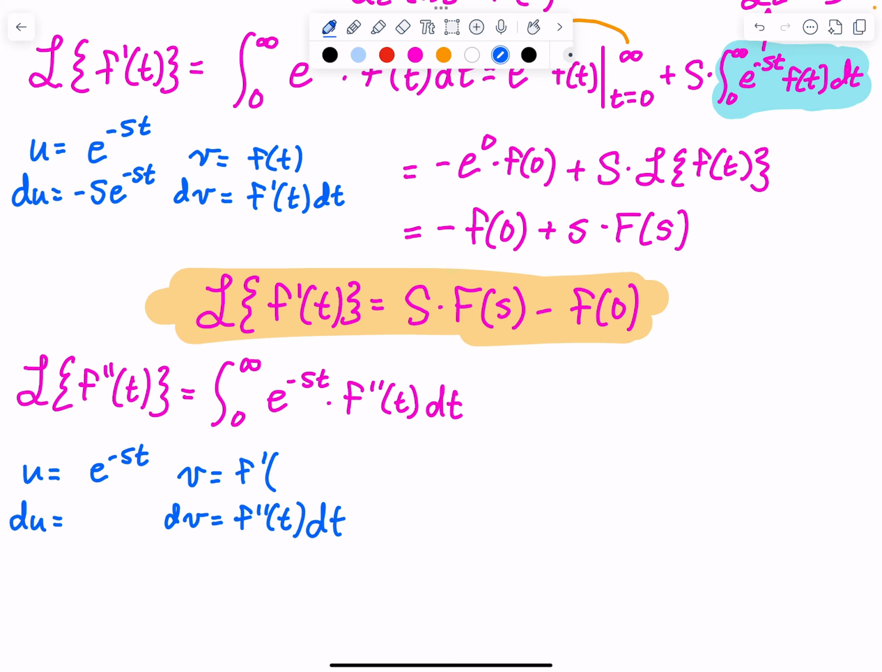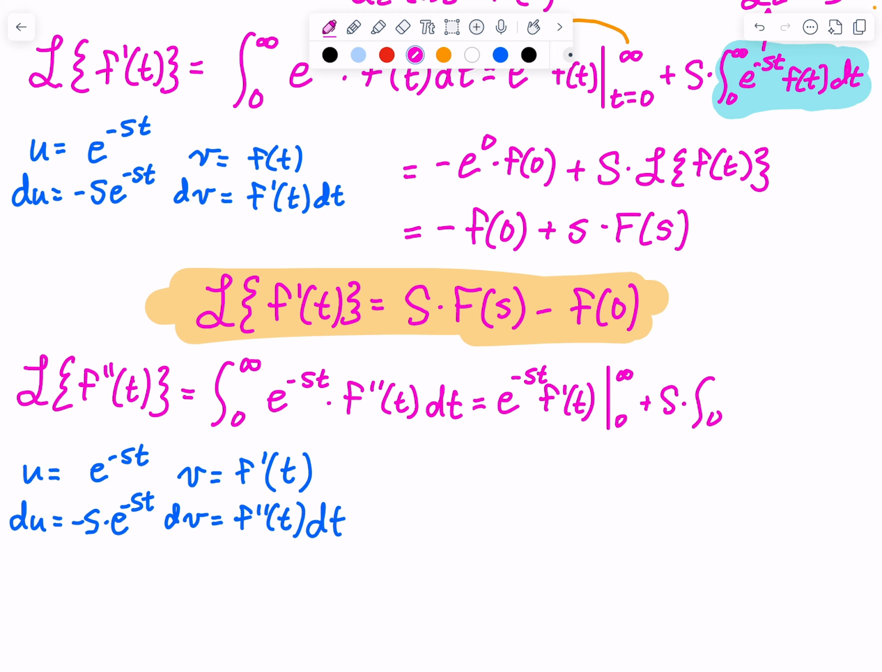All right, going back one, and then again this derivative is the same thing, no surprises there. So with integration by parts, we'd have e to the negative st f prime of t, that's u times v, and then remember we have to plug that in from 0 to infinity. Then it's u times v minus the integral of v du, so I'm going to have a plus. That s comes out, just like last time. And then we're going to have the integral from 0 to infinity of e to the negative st times f prime of t dt.